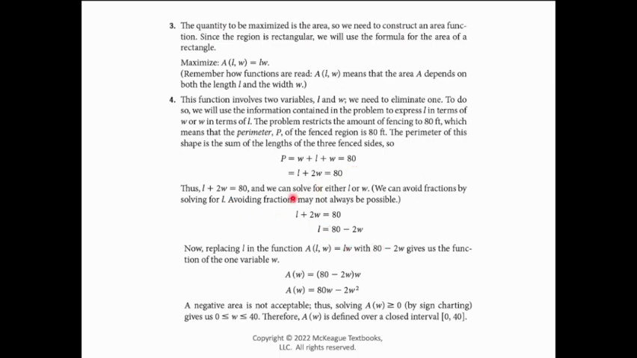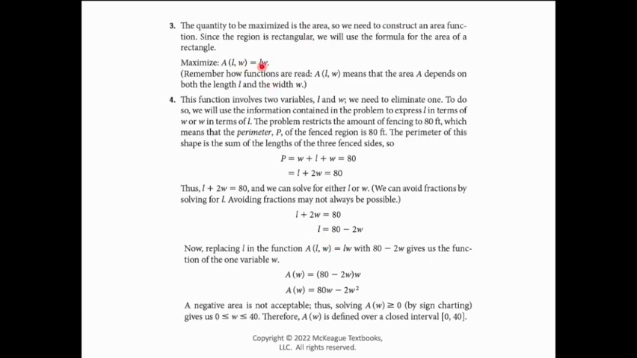Now, the author of the book decided to solve for L. If you decided to solve for W instead, that's totally fine. You'll get the same answer in the end. You just want to make sure you have your area function in terms of one variable. So the author of the question chose to solve for L.